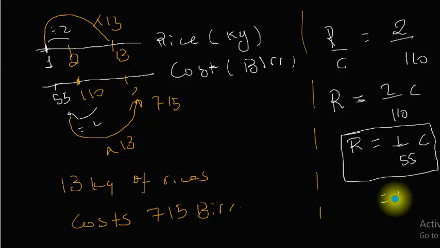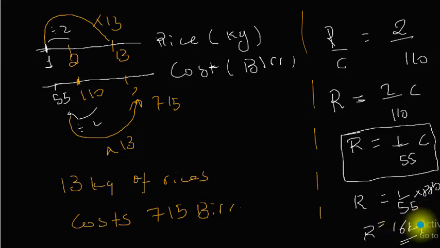So if you have 818 birr, how many kilograms of rice can you buy? When you divide 818 by 55, you have 16 kilograms. So the number of kilograms of rice you are going to buy is 16 kilograms. You can also do the same thing using a number line.